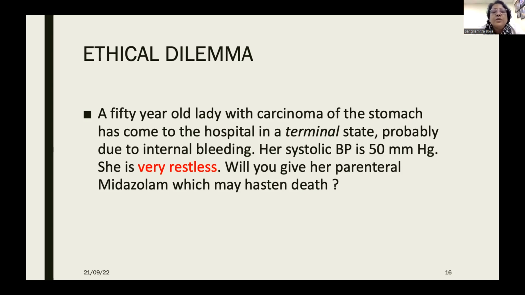Any answer to this question? Is this related to palliative sedation? Not really. Not really related to palliative sedation.